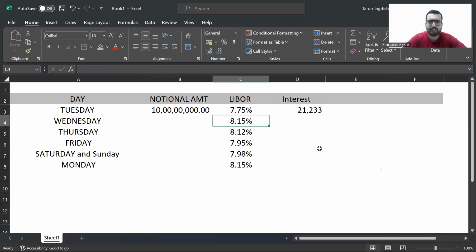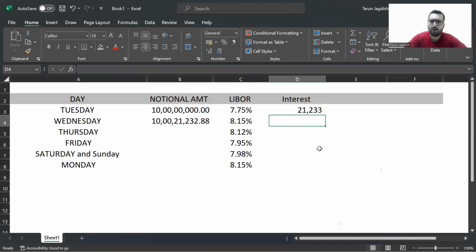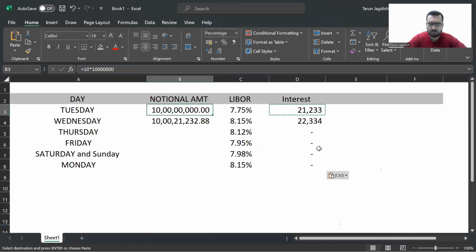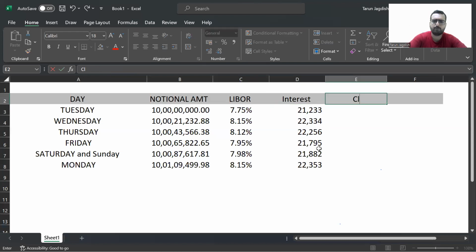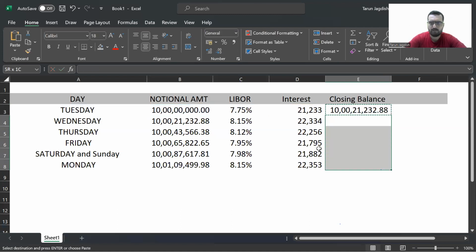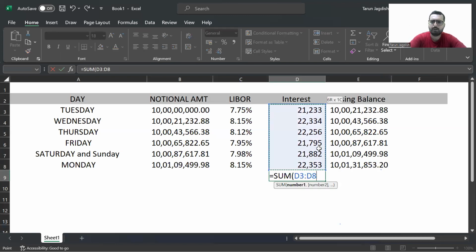Okay, so once you get this, next day balance will be this along with the interest. Now I'll just pull this forward and I will pull this forward. Alright, so these are the interests that you get and the closing balance. I'll put it over here. This plus this. So here you get the closing of 110 crore 1 lakh 31,853. So what is the total of interest that you end up paying over here?